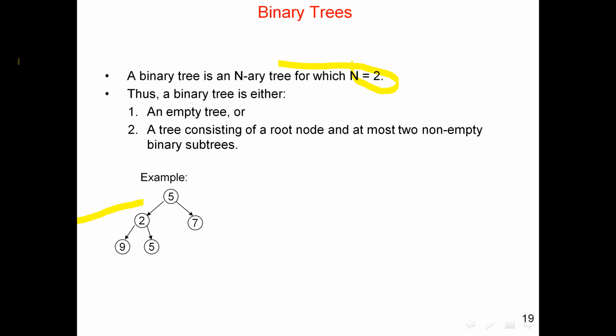Alright, and take a look at this example. You have a root node 5. How many leaf nodes do you have? 9, 5, 7 are the leaf nodes. What is the degree of 7? Degree of 7 is 0. But what is the degree of 2? Degree of 2 is 2. What is the degree of 5? Degree of 5 is 2.